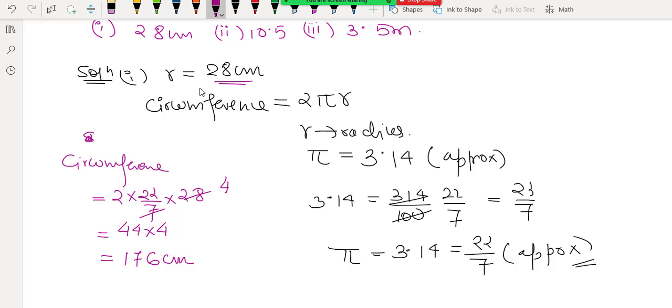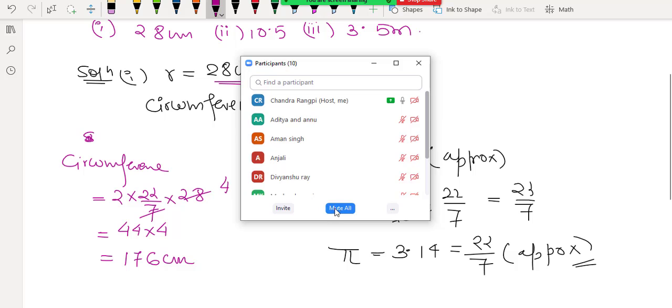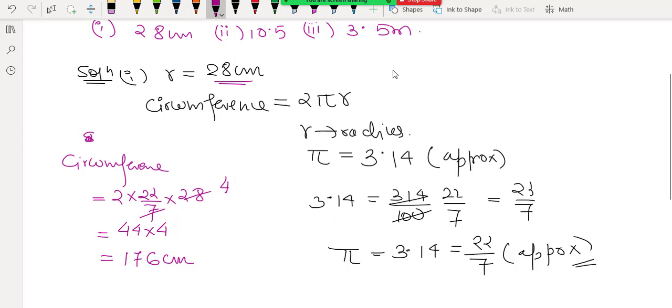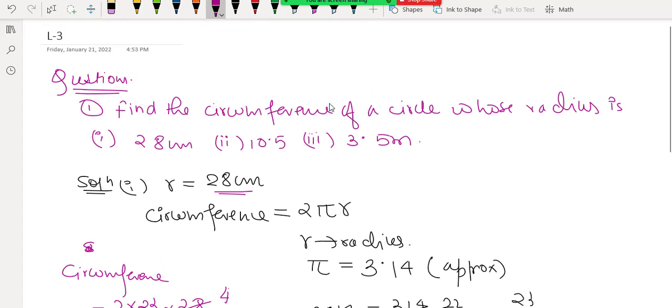Simply I have put the value of r and pi. That's it. You got it? What I'm saying? Understood, everyone? Yes, sir. Okay, then here is the next question for you: find the circumference of a circle whose radius is given as 10.5 centimeter. You have only 2 minutes to solve this question, fast.